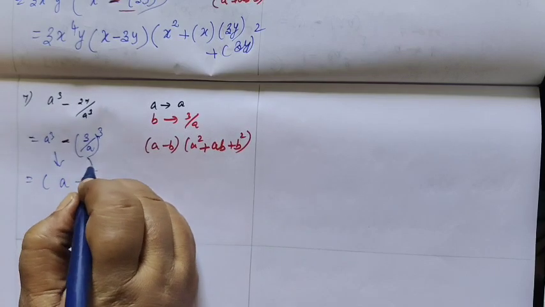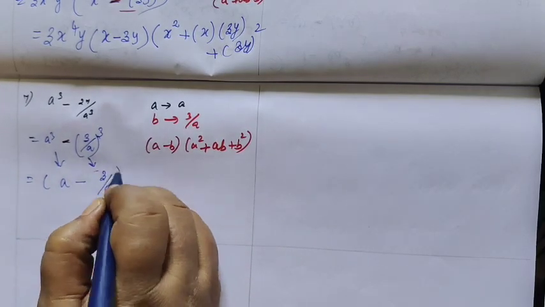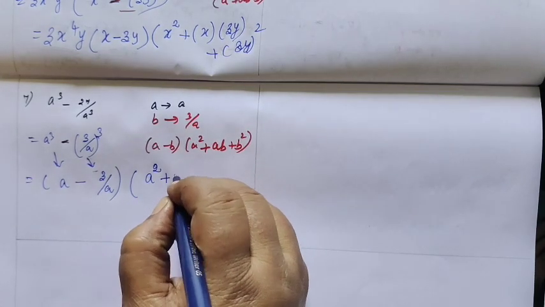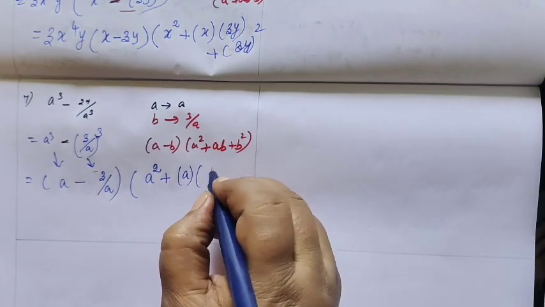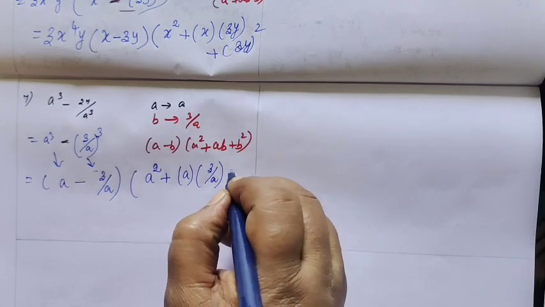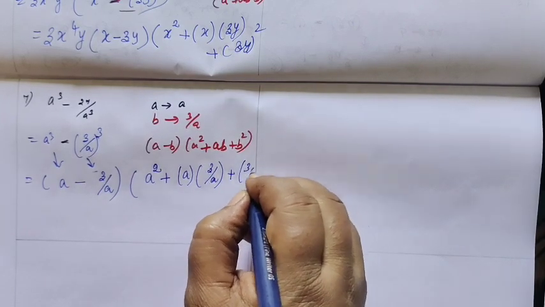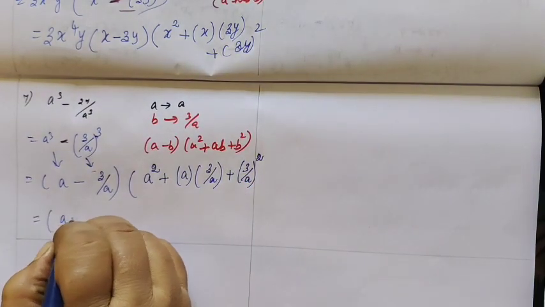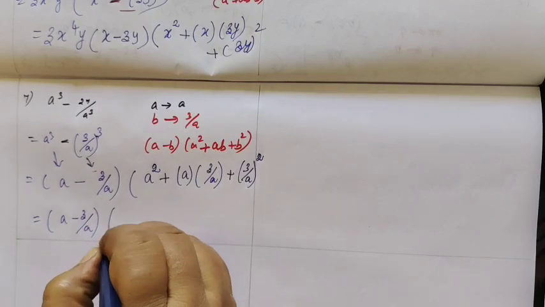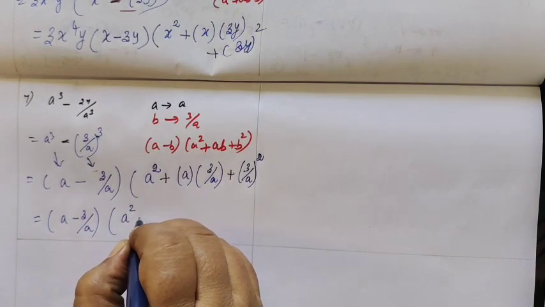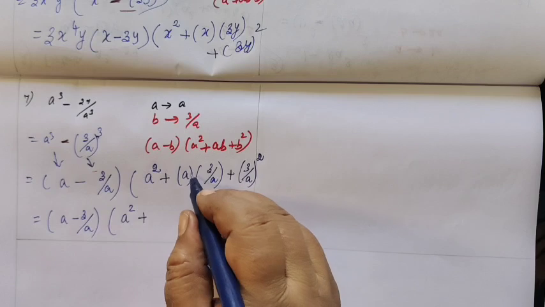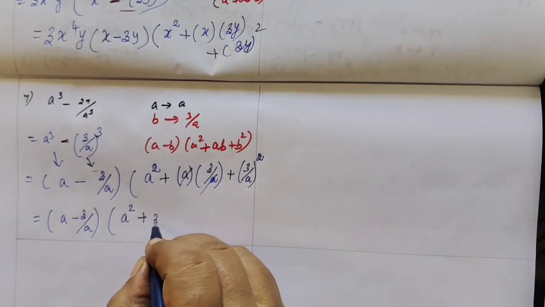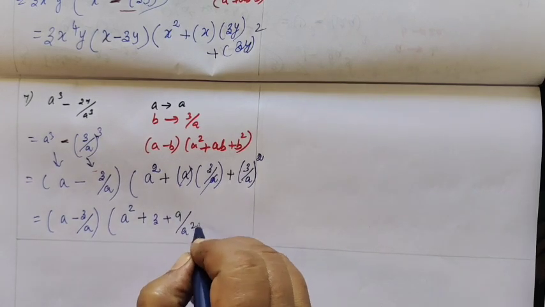a minus 3 by a, times a square plus ab, a, then b is what? 3 by a, then plus b square, (3 by a) the whole square. So equal to a minus b, so a square plus 3 by a, means this a is getting cancelled. So 3 plus 9 by a squared.